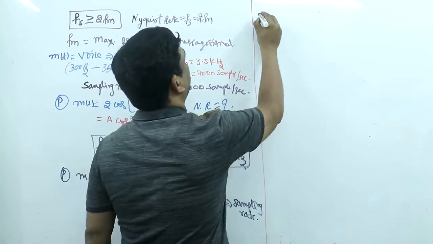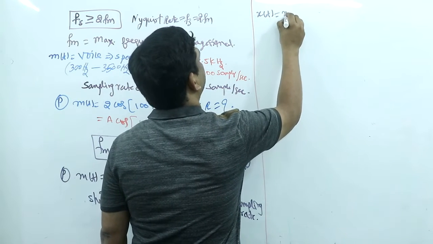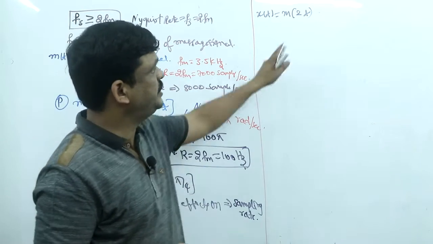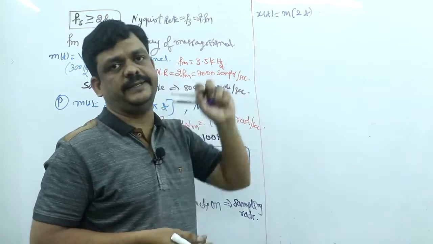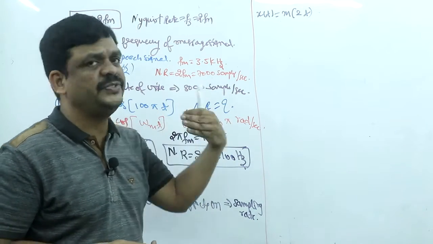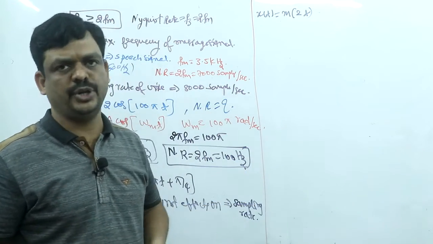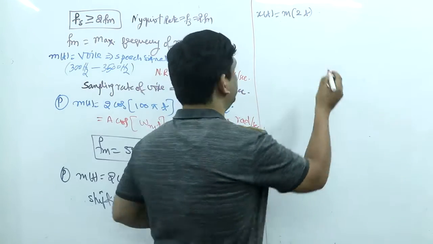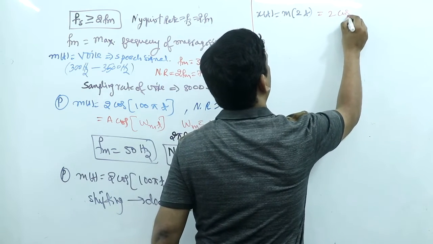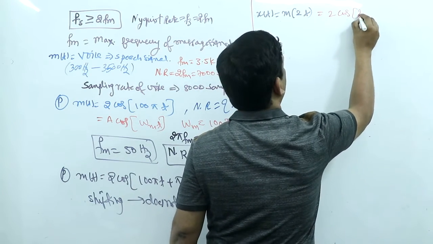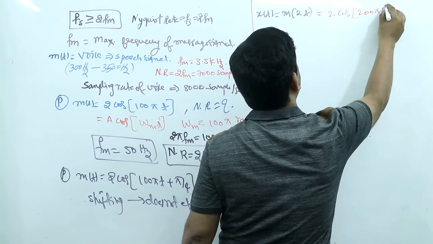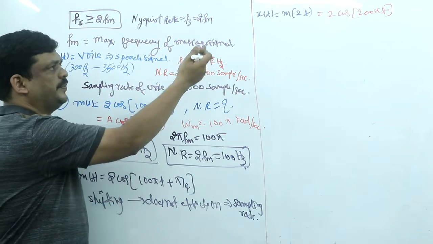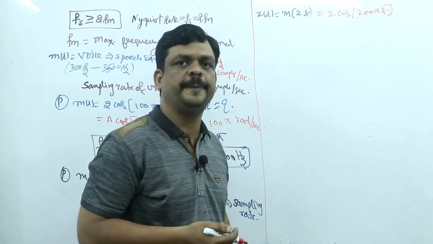And one more signal I am taking now, the x of t signal. This is m of 2t. That means the constant 2 multiplies with the time axis. If any constant multiplies with time, then it is called a time scaling operation, right? So if 2 multiplies with t, then the resultant signal becomes 2 into cos of 200 pi t, right? So here this complete angle multiplies with 2, and the frequency becomes 200 pi.